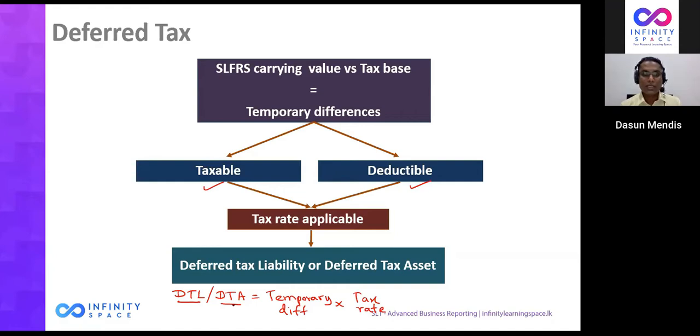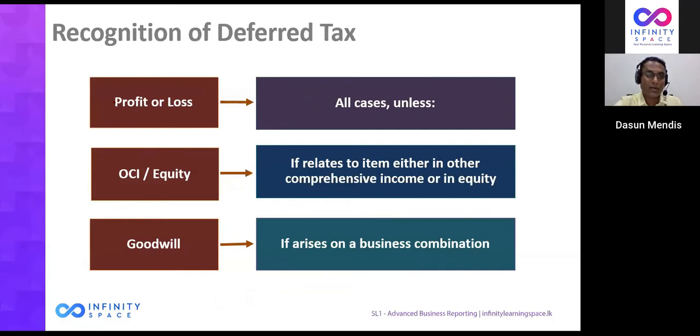And normally the deferred tax liabilities and the deferred tax assets are recognized through profit or loss. Let's say if you create a deferred tax liability, you credit the deferred tax liability and debit the P&L. Most of the times you debit the P&L, right? Most of the cases, but there are certain instances where the deferred tax impact is recognized in the other comprehensive income. Through that it goes to the equity.